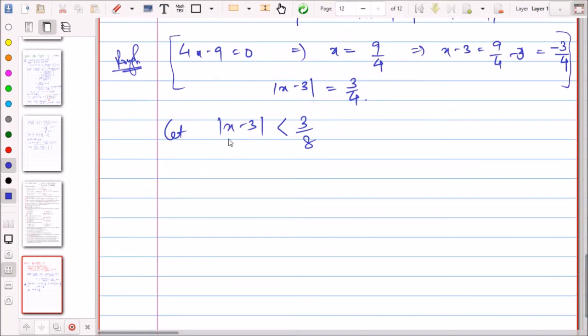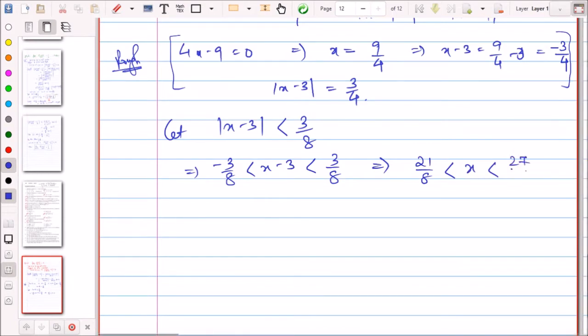So this will imply minus 3 by 8 is less than x minus 3, and this is less than 3 by 8. Now adding 3 to all sides, we get 21 by 8 is strictly less than x, which is strictly less than 27 by 8. We will use this, or we should express this in terms of 4x minus 9.